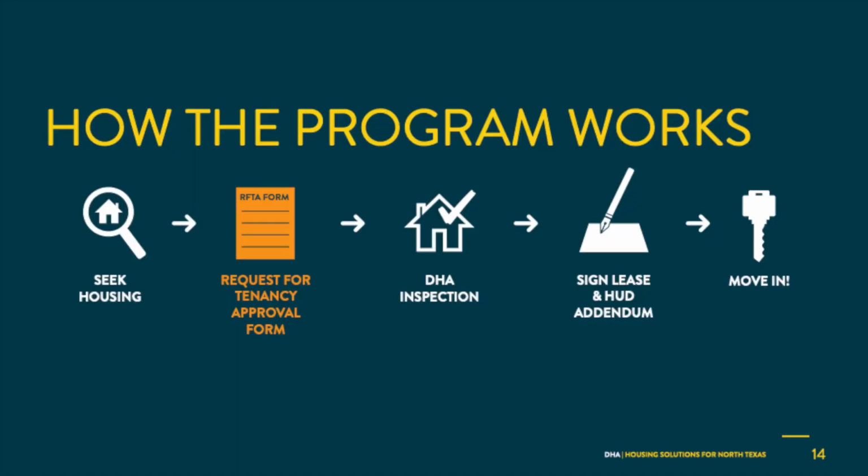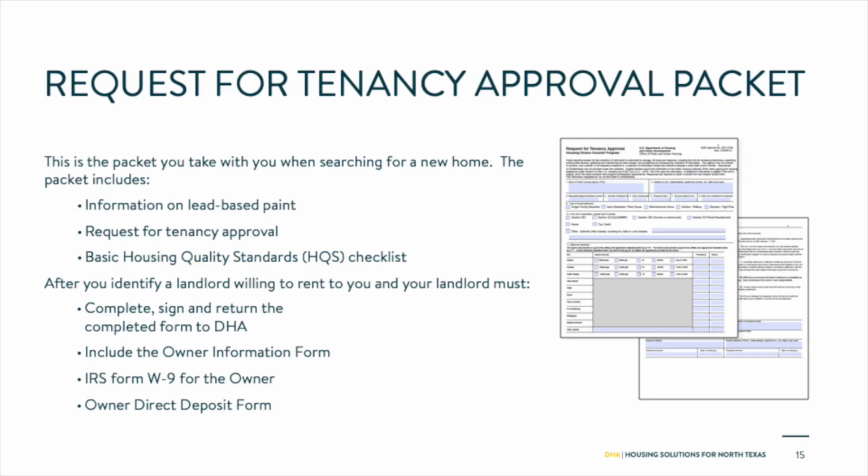Next, we will review the request for tenancy approval form. The request for tenancy approval is in the packet of information you take with you when searching for a place to live. The packet includes information on lead-based paint, and a housing quality standards checklist that allows you to inspect your unit for common housing quality standard violations.